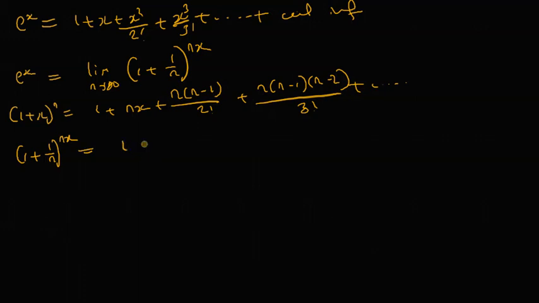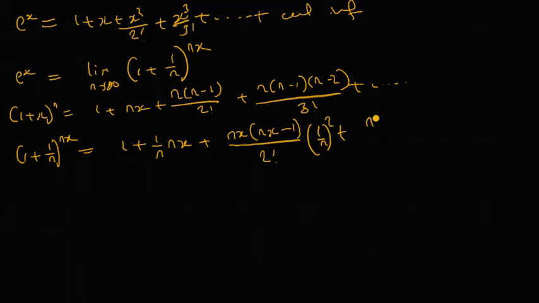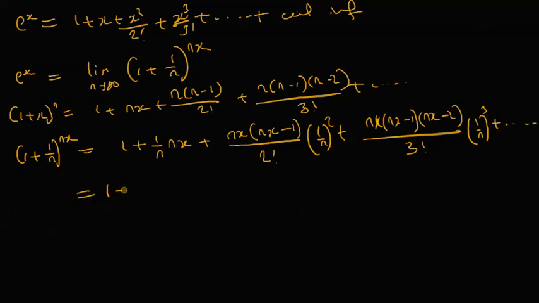will be 1 plus 1 over n. We are going to multiply by nx here, plus then we have nx minus 1 all over 2 factorial. Then we have 1 over n all squared, plus nx minus 1, nx minus 2 over 3 factorial, 1 over n to the power of 3, and then we are going to continue up to infinity. This will be equal to 1 plus x obviously.